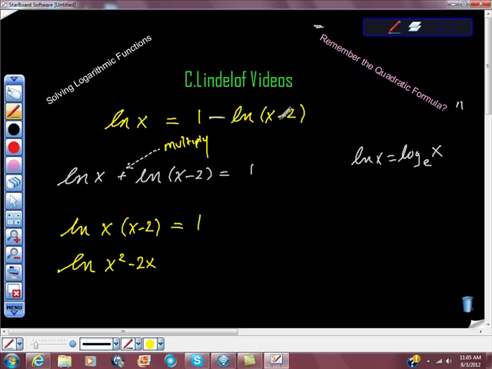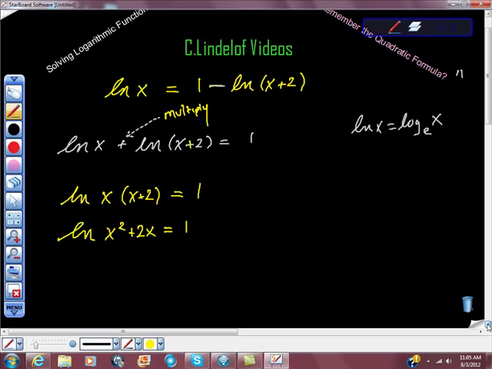Oh, you know what? Forgive me, this should have been a positive. This should have been a positive. I was looking at the one, and it's different than the work I did a little earlier. It's equal to 1. It wouldn't matter, but that's how I set it up.